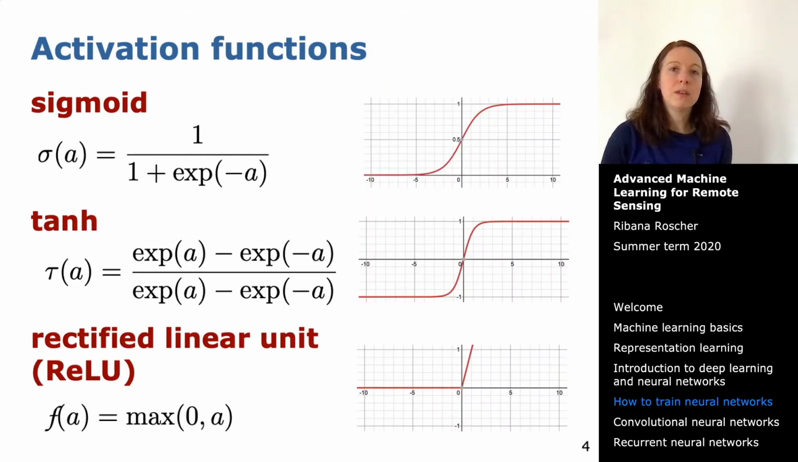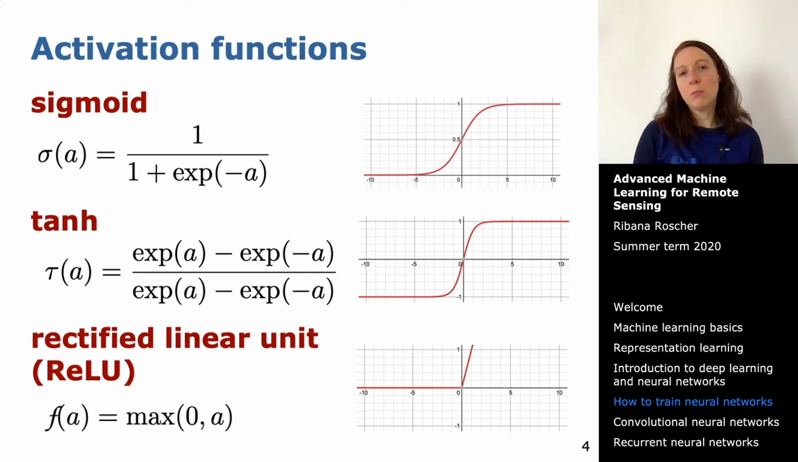So let's start with the activation functions. The most commonly used activation functions, or one of the most commonly used, are sigmoid, tanh, and rectified linear unit, short ReLU. Sigmoid and tanh are squashing functions. It means your input is squashed into a specific area. For the sigmoid function, it's between 0 and 1. For the tanh function, it's between -1 and 1. This can be really useful, but sometimes this can also cause problems.